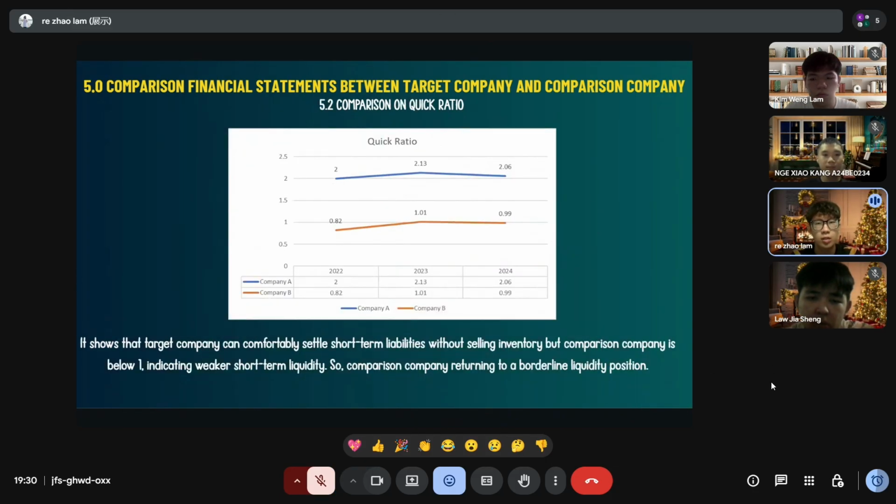So the next is comparison on quick ratio. It shows that the target company can comfortably settle short-term liabilities without selling inventory, but the comparison company is below 1. It's indicating weaker short-term liquidity, so the comparison company is returning to a borderline liquidity position at the end of the period.